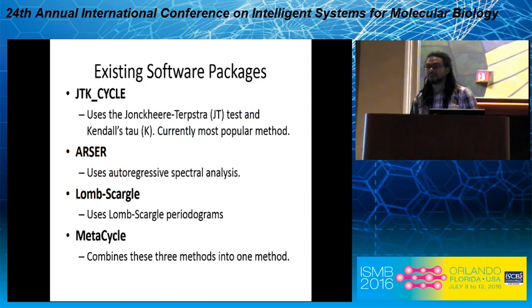There are a few existing software packages that try to tackle this problem. The first one is JTK Cycle, which uses JT tests and Kendall's tau tests. The second one is ARSER, which uses spectral analysis. And the third one is Lomb-Scargle, which uses periodograms. And then finally, we have MetaCycle, which combines these methods into one method.